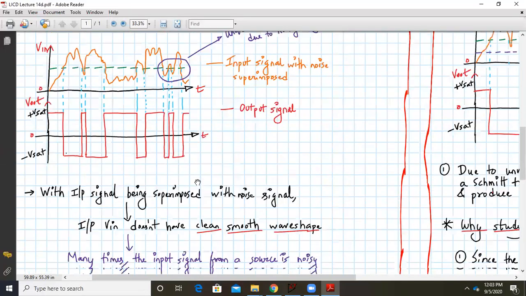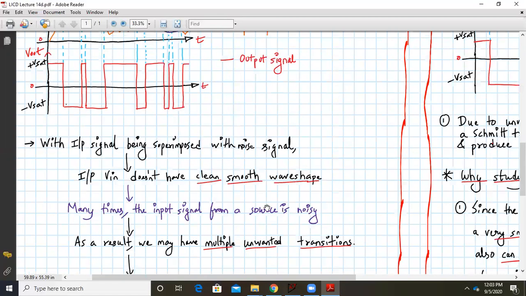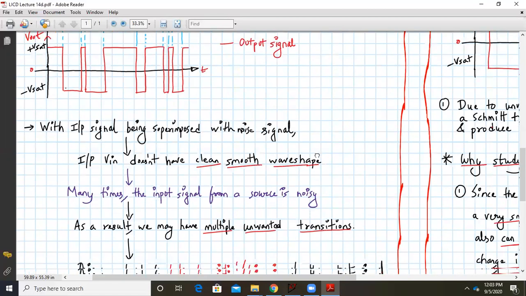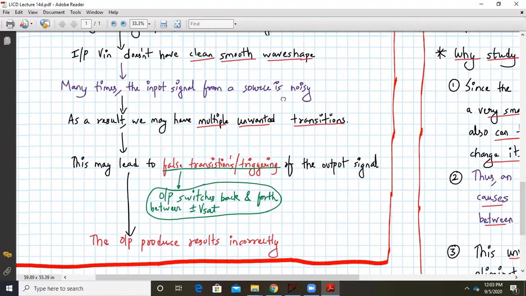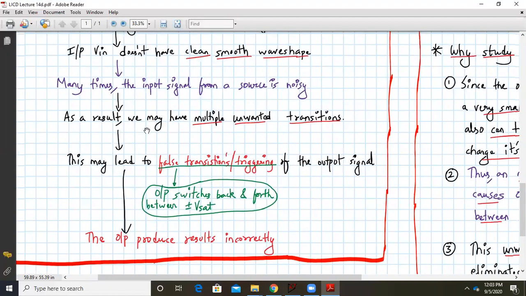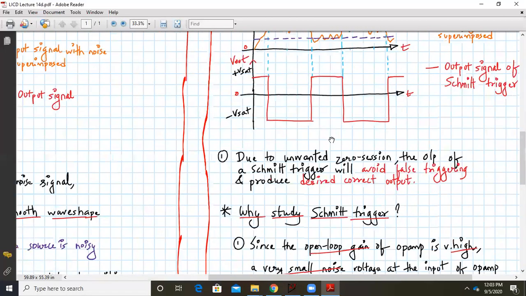Let us describe this. With the input signal being superimposed with the noise signal, the input Vin doesn't have a clean or smooth waveshape. Many times the input signal is from a source which is noisy. As a result, we have multiple unwanted transitions. This may lead to false triggering or transitions of the output signal. That means the output signal switches back and forth between plus and minus VSAT. That results in the production of incorrect results.